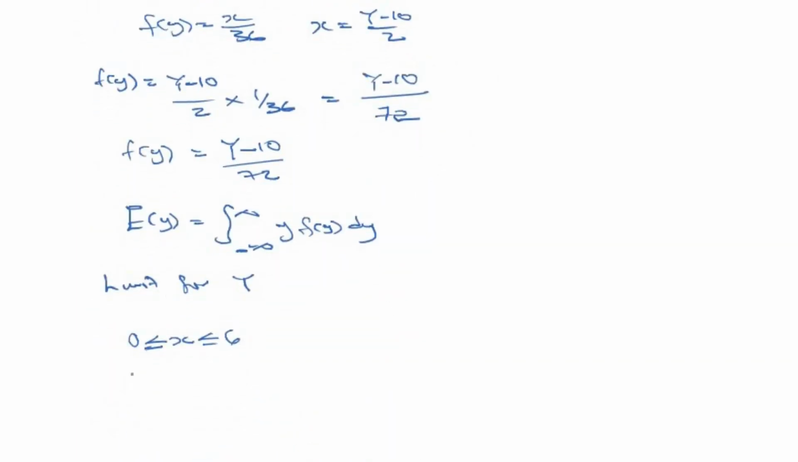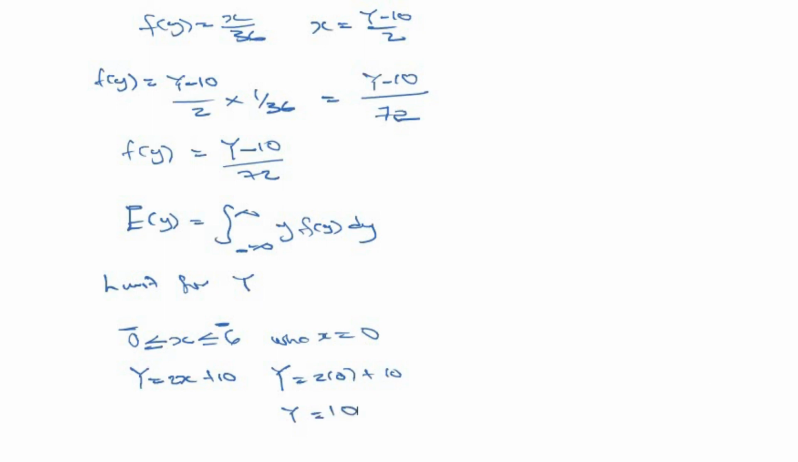So we have y is equal to 2x plus 10. We know that x has two limits, so we are going to use these two limits to find the range of y. So when x is equal to 0, we substitute in this equation. We have y is equal to 2 times 0 plus 10. So therefore, when x is equal to 0, our y is 10.